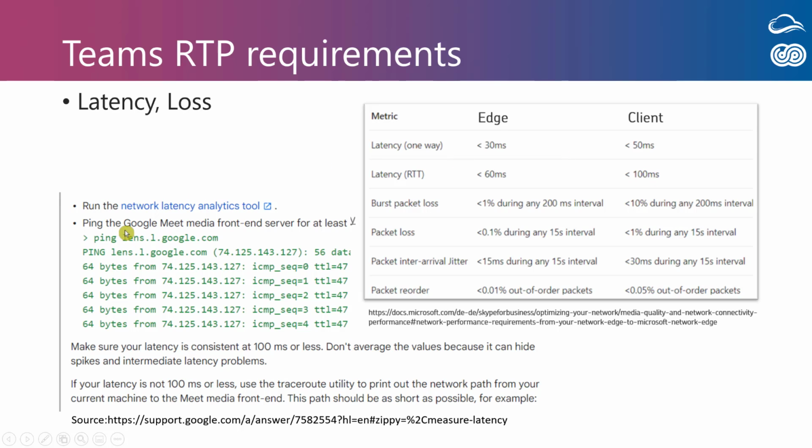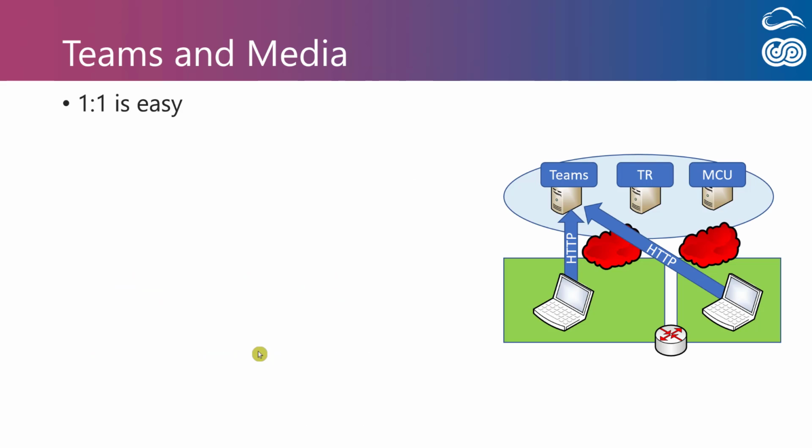And even Google is telling you, for Google Meet, for example, the best way to test your network is to do a ping against this host and do it for a long time, for example, 4 hours. And make sure that every single request is faster than 100 milliseconds. Don't do averages. Averages will hide everything here.